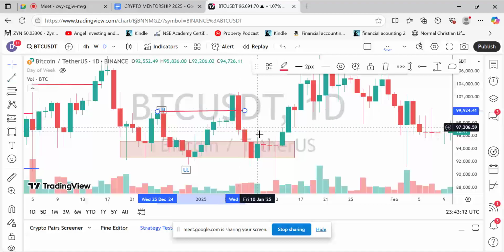Good. Now, when you see this sign of strength, you now wait to see the candlestick that will form after this break of market structure on the retest part.